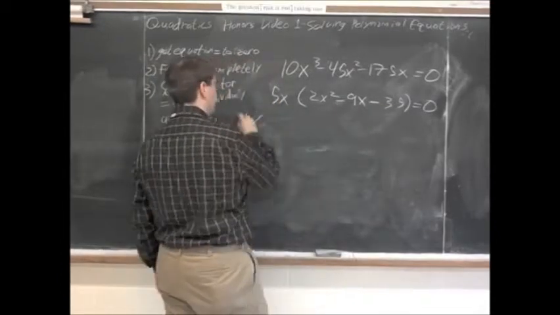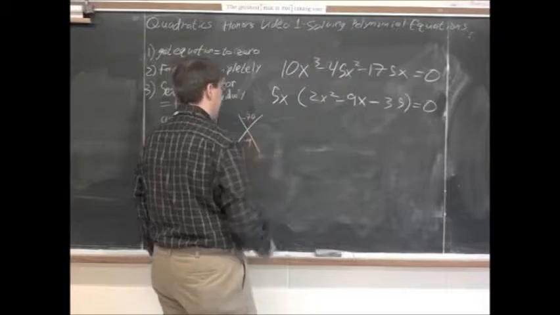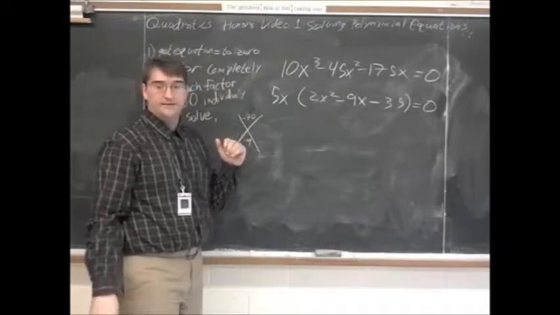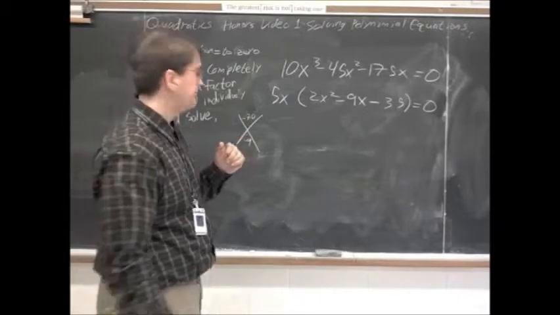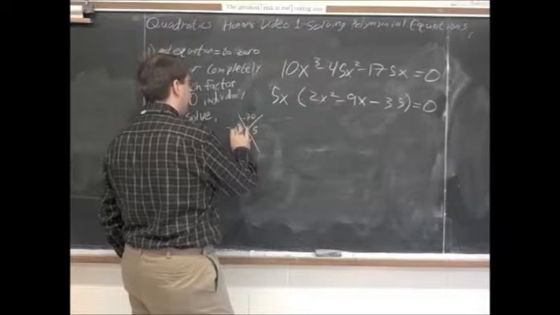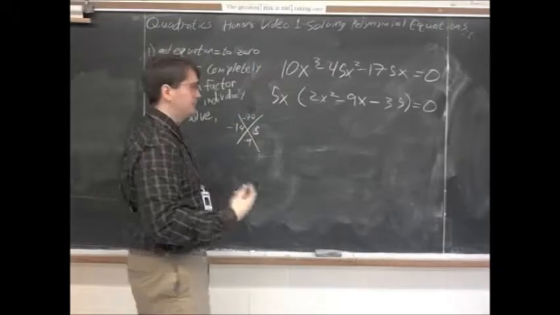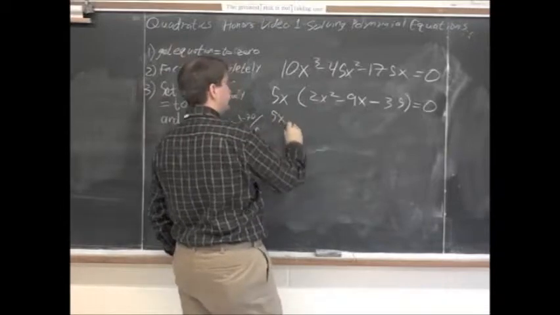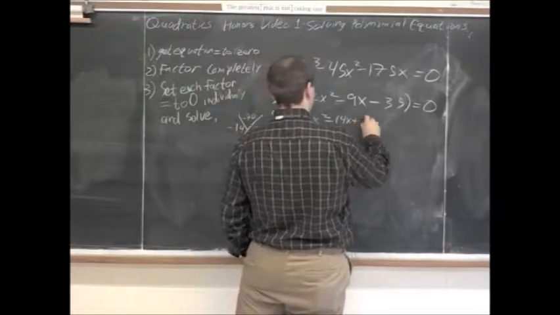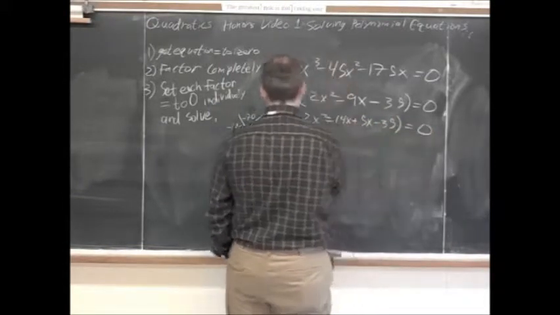So I need to factor this. I need two numbers that multiply to negative 70 and add to negative 9. It's negative 14 and 5. Again, you should be figuring this out on your own. Don't just take my word for it. Check this out. 5x isn't going anywhere. 2x squared minus 14x plus 5x minus 35 equals 0.